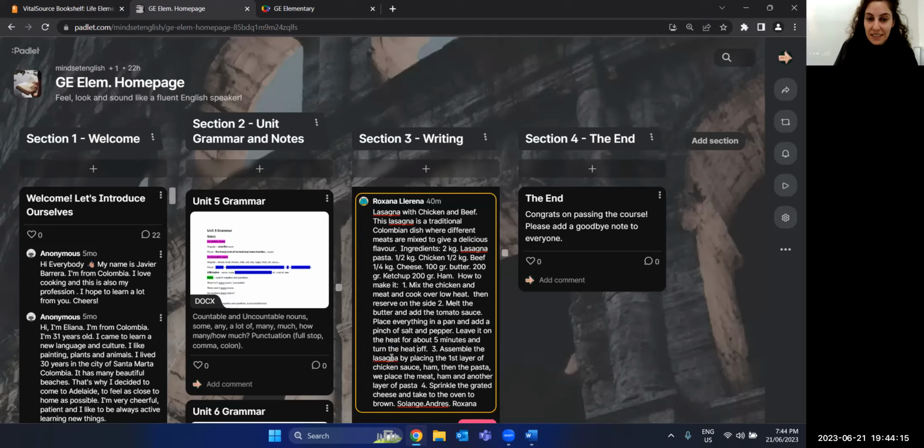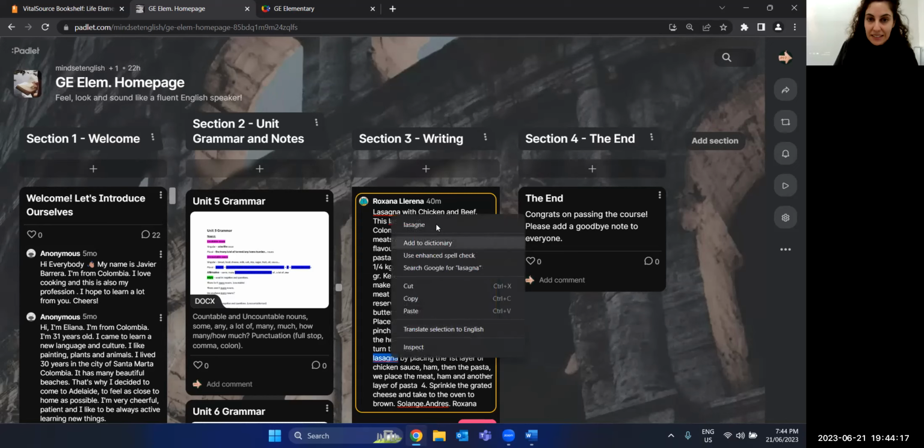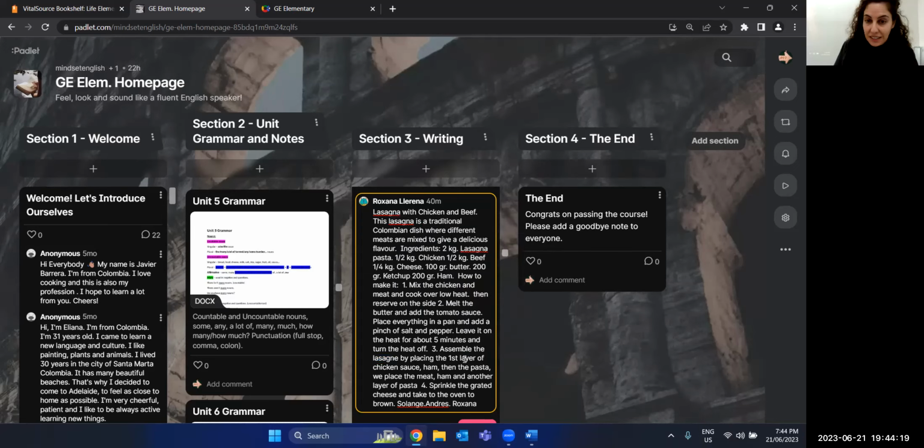3, assemble the lasagna by placing the first layer of chicken sauce, ham, then the pasta, then the meat, ham, and another layer of pasta. 4, sprinkle the grated cheese and take to the oven to brown.